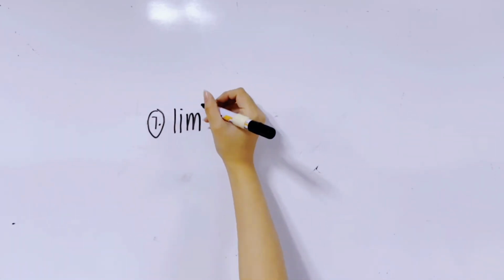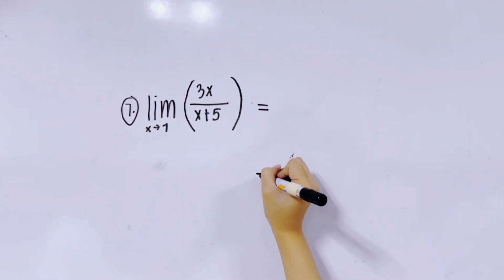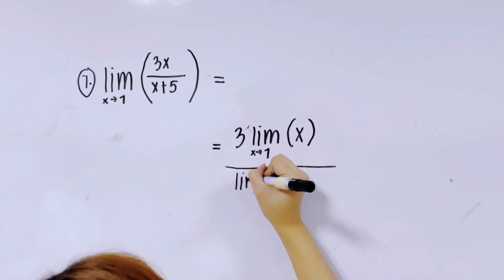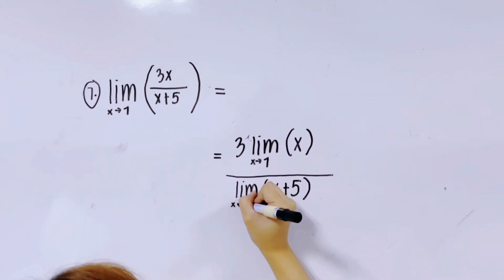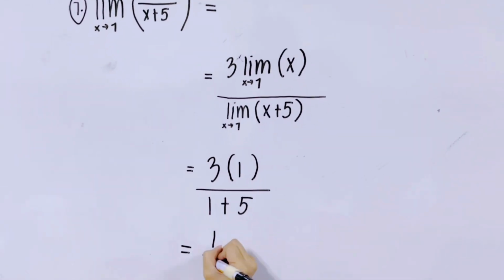The limit of the quotient of two functions. The limit of 3x over x plus 5 as x approaches 1 is equal to 3 times the limit of x as x approaches 1 over the limit of x plus 5 as x approaches 1. From here, we can substitute x with 1, which leads us to the answer 3 over 6 or 1/2.